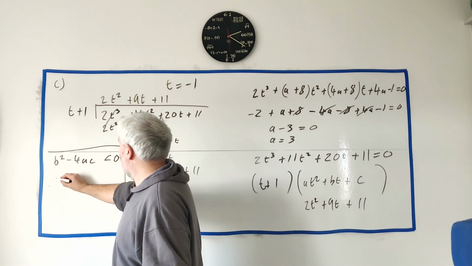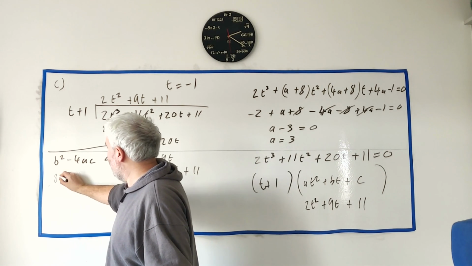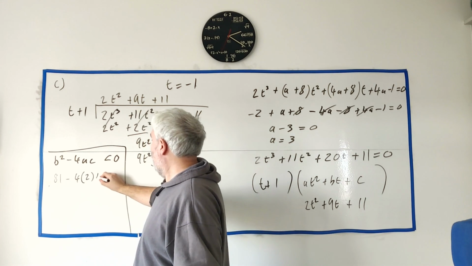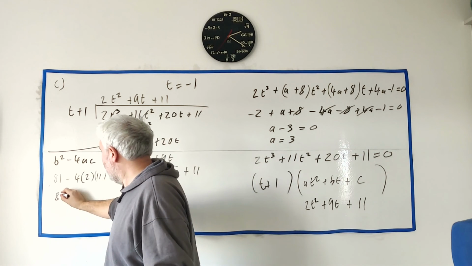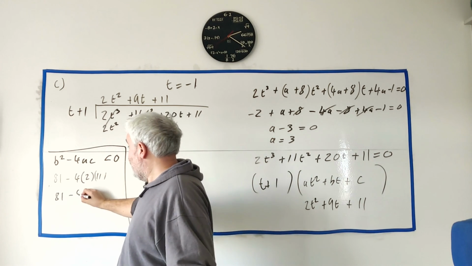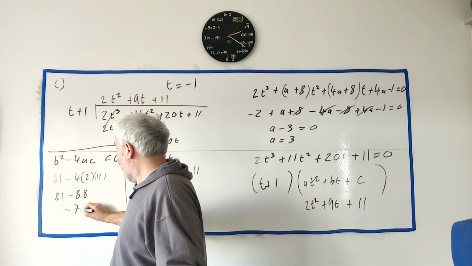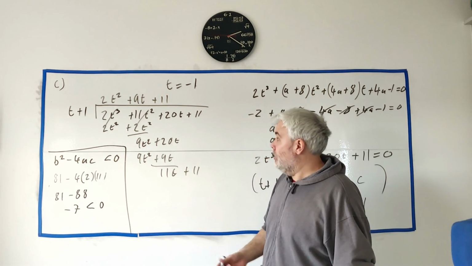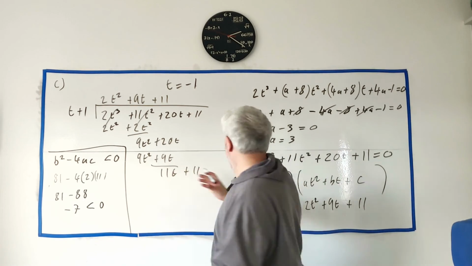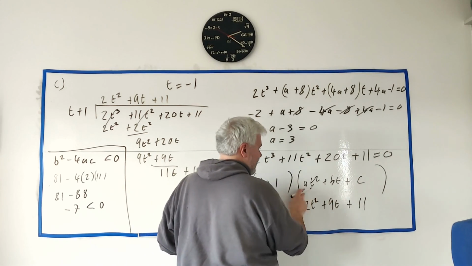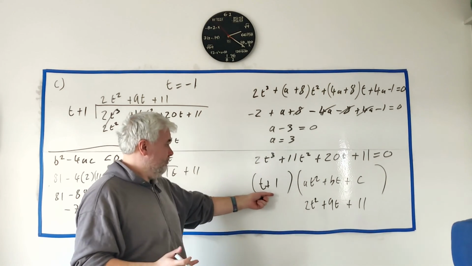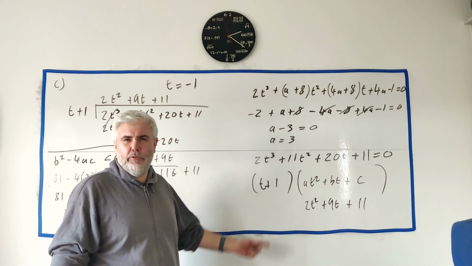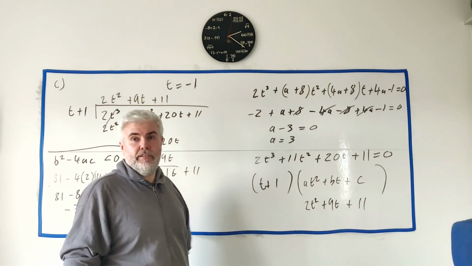So let's see, b squared is 9 squared, 81, minus 4 times 2 times 11. That's 81 minus 88. That's minus 7, which is less than 0. Sure enough, minus 7 is less than 0. So there is no solution to the quadratic part. This part has a solution that we've already found in part B. And that's the one they were saying, the only one. That's the only solution to this.